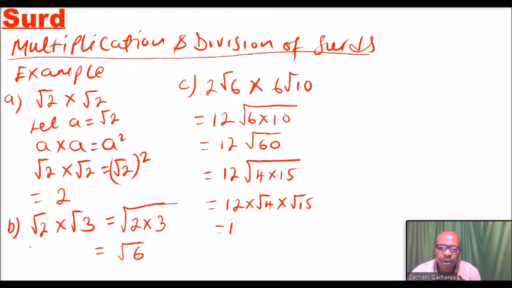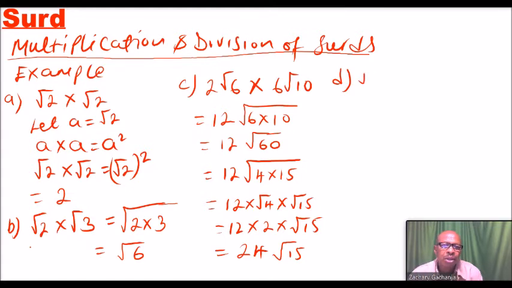This will give you 12. The root of 4 is 2, so we multiply by root 15, which is equal to 24. 12 times 2 is 24, root of 15. You don't need to write all these steps. Once you get used to it, you can skip some of the steps. So that is multiplication.